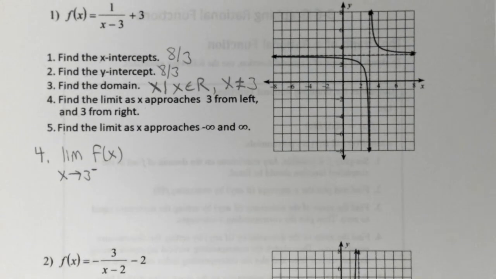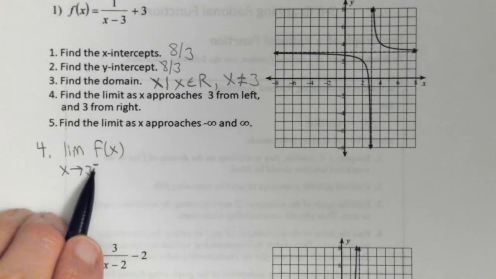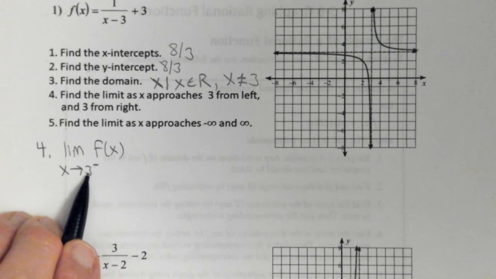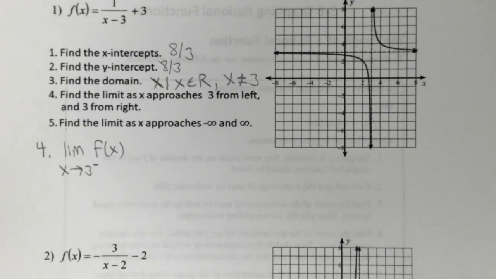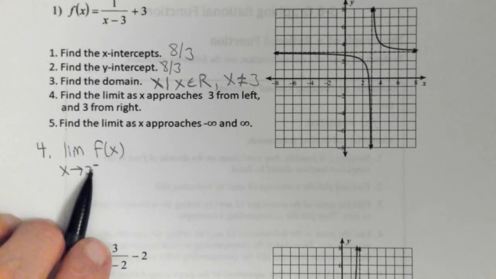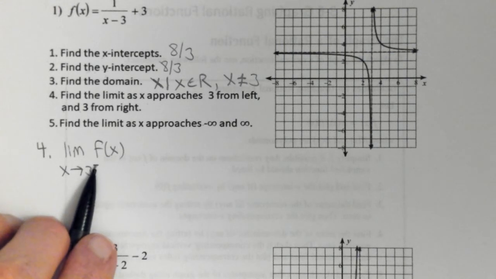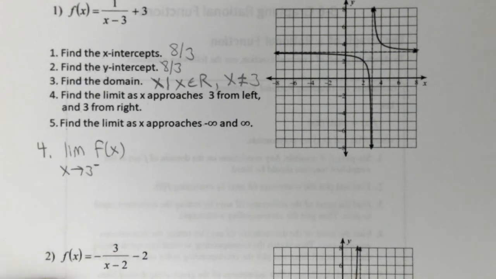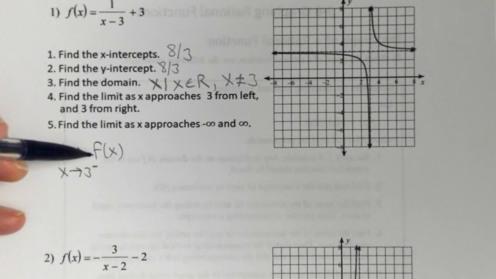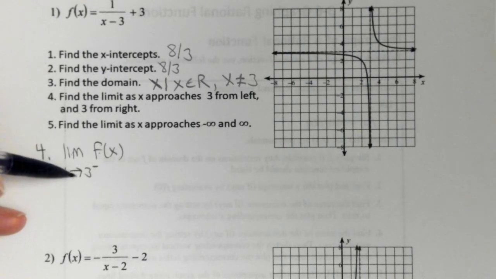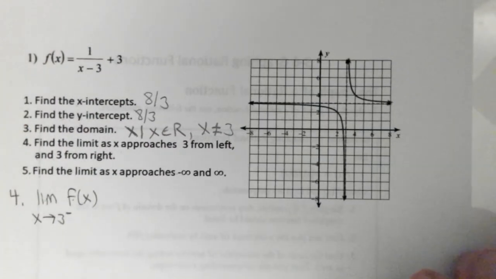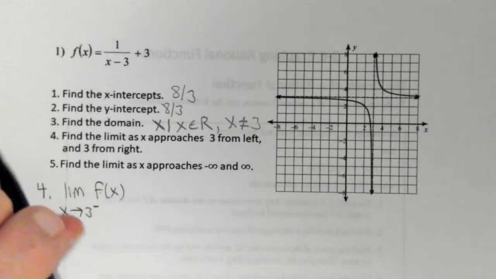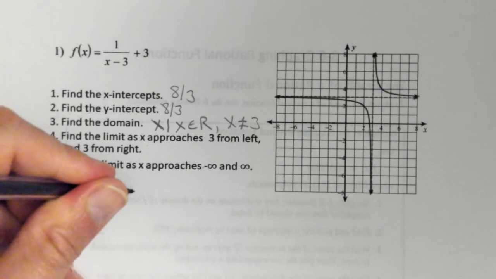To denote that it's approaching 3 from the left, you put a little minus superscript up by the 3. So minus is from the left-hand side, plus is approaching from the right-hand side. It's not a portion of an exponent, it's just a superscript. So this says find the limit of f of x as x approaches 3 from the left. Let's see what happens when it approaches 3 from the left, because then I will be able to figure out what that limit is equal to.